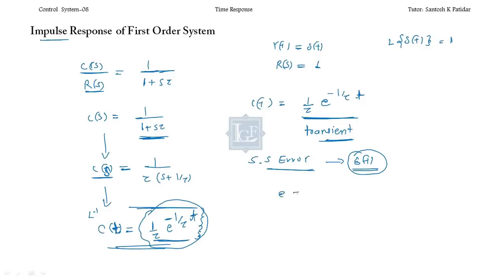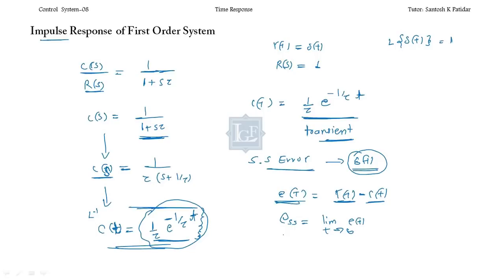And actually what is the error for any system? Error for any system is r(t) minus c(t). It means what you applied at the input, what you get at the output. The difference of these two terms is nothing but the error. Right? Steady state error is nothing but the error at t equal to infinity. So when t tends to infinity, the error is nothing but the steady state error.